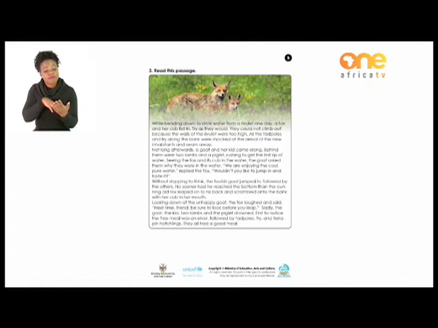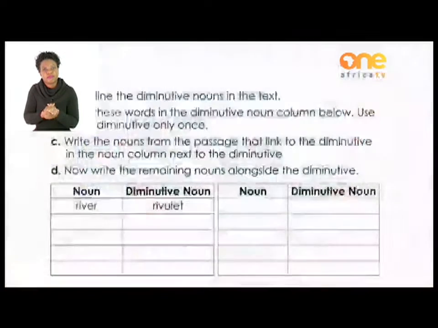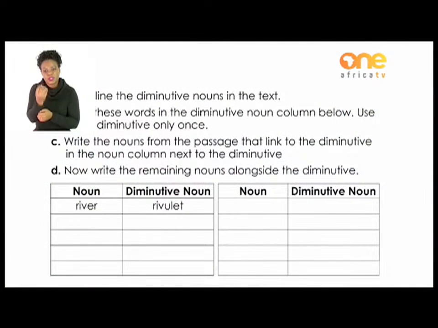Then we turn to page 6 of the booklet, where we have the questions. You answer those questions from A to D. For instance, the first one would tell you, underline the diminutive nouns in the text. So if you go back to the passage on page 5, as you read through, you'd see quite a number of diminutives in there. Then you underline. Yours is simply to underline the diminutives.